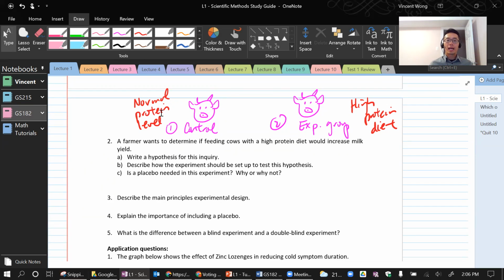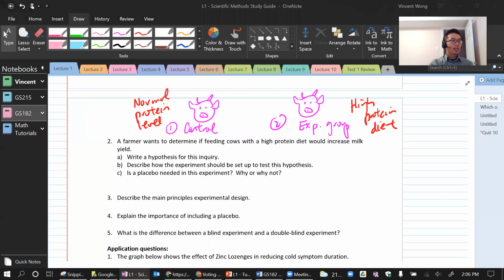And then I would go ahead and measure the milk yield, okay? So the milk yield is the dependent variable, while the amount of proteins, that is going to be the independent variable, the one that I'm going to be able to control. Now I'm going to ask you this one. Should we include a placebo for this experiment? Is a placebo needed? Why or why not? If you think we need a placebo, please choose A. If you think we do not need a placebo, please choose B.